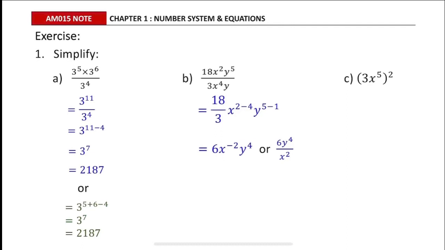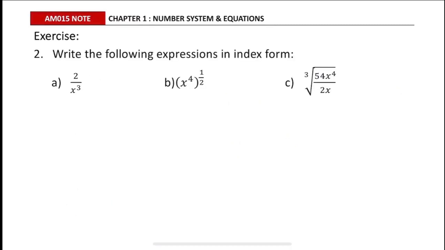For question 1c, this involves the bracket rule, where we multiply the power. Since the base is the multiplication of 3 and x to the power 5, we distribute the power of 2 to both 3 and x to the power 5, and we get the answer 9x to the power of 10. Question 2 is, write the following expressions in index form.